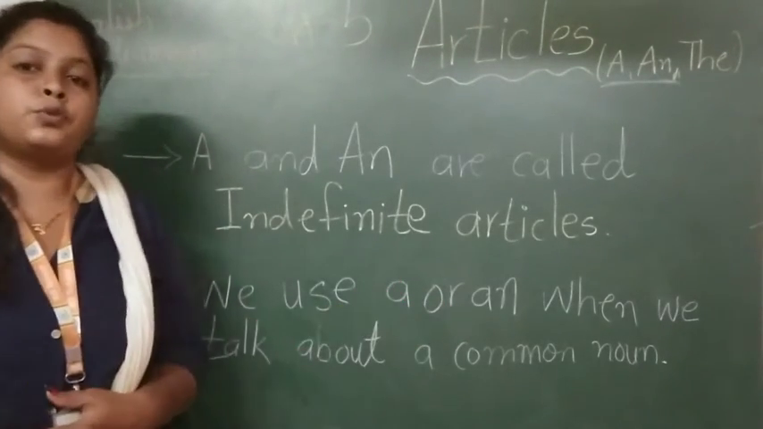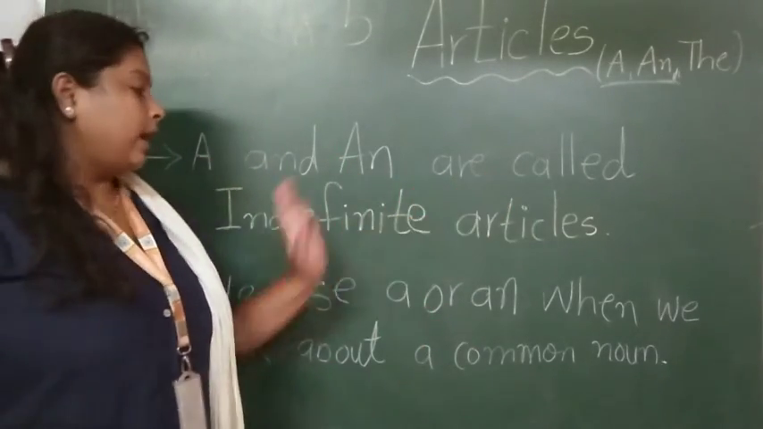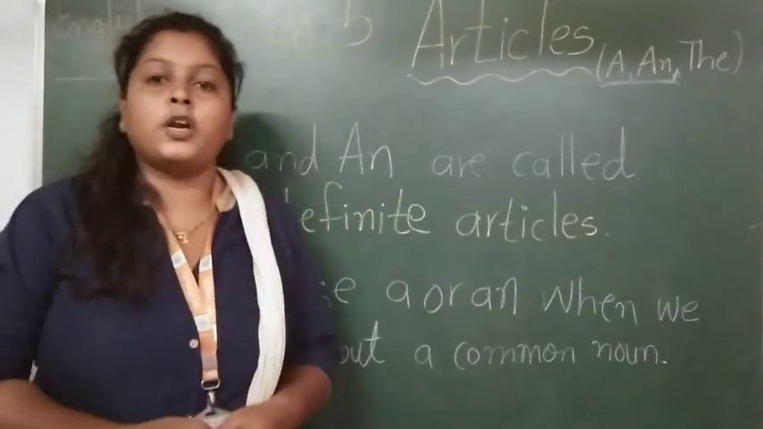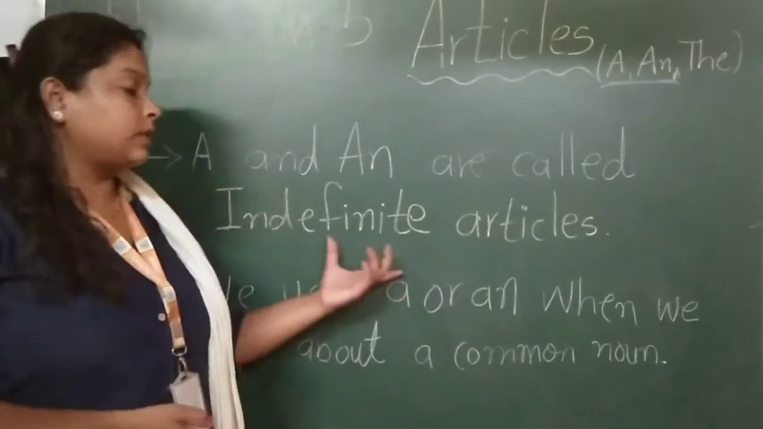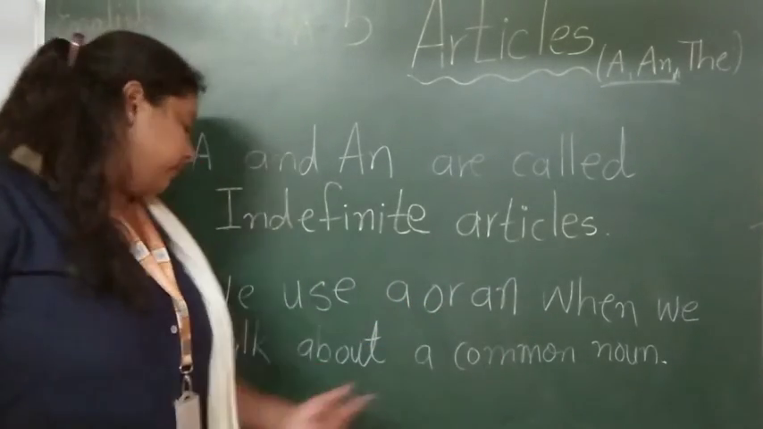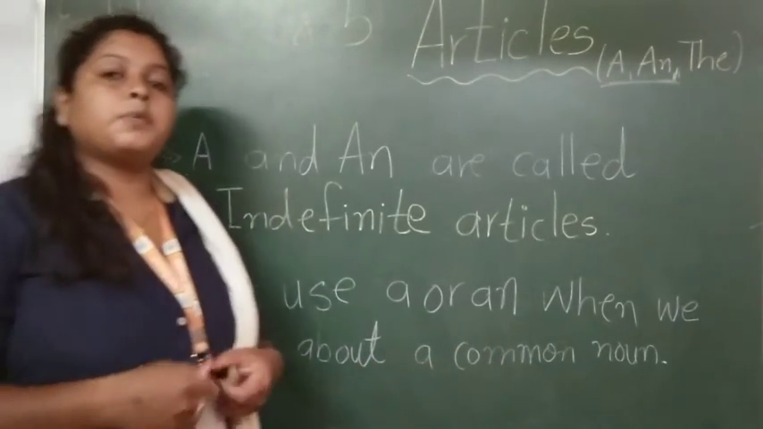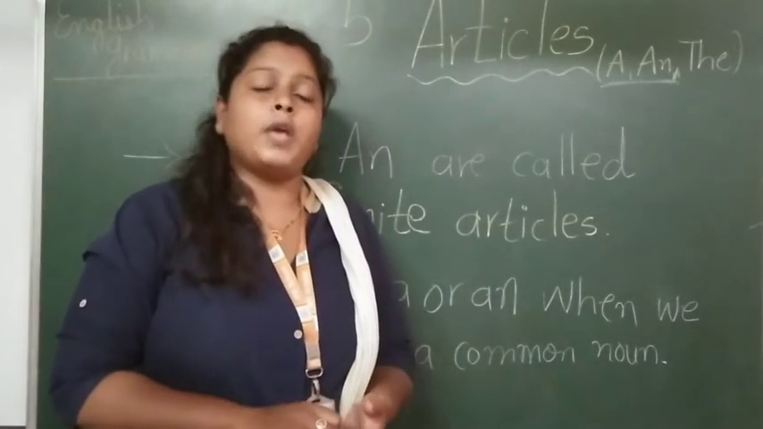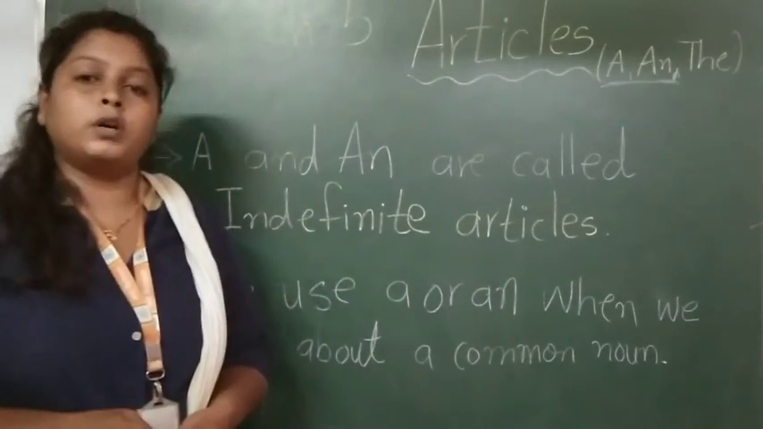So here I have written two rules, so let's read it. A and an are called indefinite articles. We learned about that, where to use a and an. So it's regarding this only. We use a or an when we talk about a common noun for the first time. जब हम किसी भी common noun के बारे में बात करते हैं and for the first time. So we have to write a or an before the word, right?